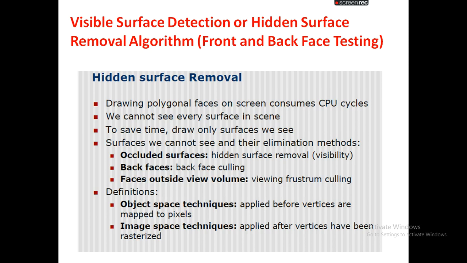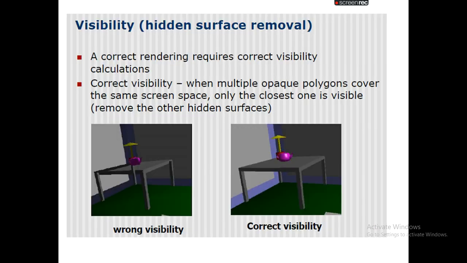We cannot see every surface in the scene. When we capture any image using a camera, we cannot capture all the faces of the given object. Some of them are hidden. So we need to use a visible surface detection algorithm to detect which part of the object is not visible, and eliminate those faces. This is what we discussed in the previous class.